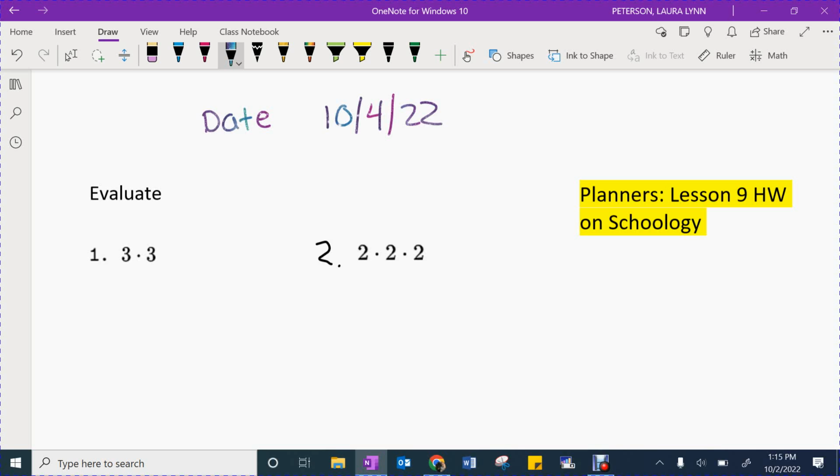Question 1 that you're solving is just 3 times 3. And question 2 that you're solving is 2 times 2 times 2. Please note that this 2 over here that I'm putting a little squiggly wiggle around is the question, not part of the answer. So pause your video, attempt the question, and unpause to check your work.